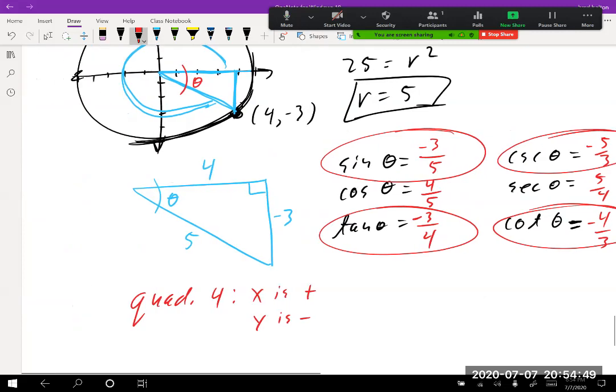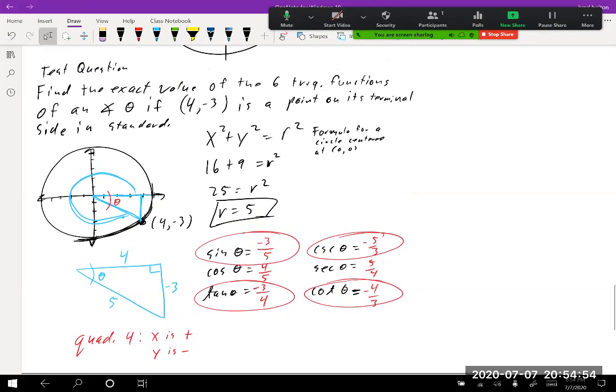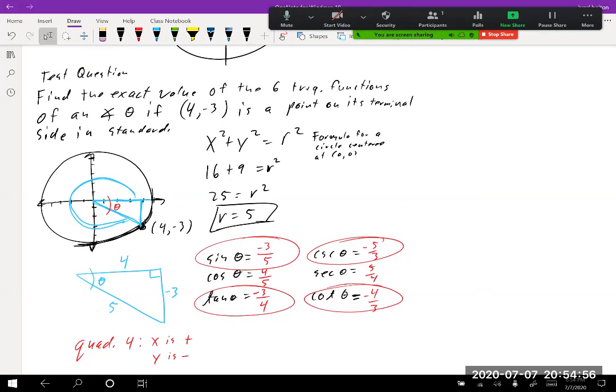So this is a pretty standard test question where I need you guys to notice something. We never actually found theta. We don't care about theta. We never found it. We were able to find the 6 trig functions, the ratios of the sides of the triangle that would be built from this angle. We were able to find it without actually knowing the angle.